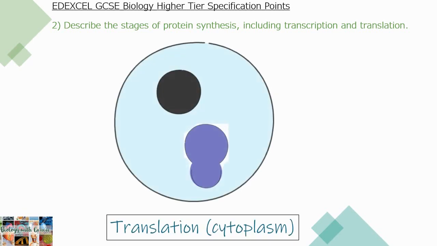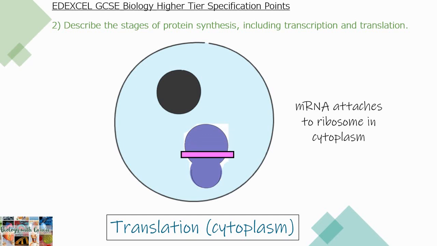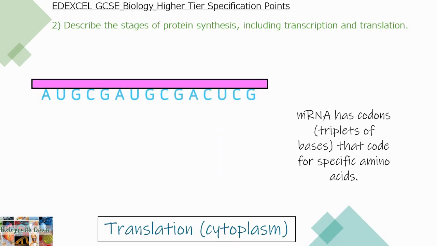Translation occurs in the cytoplasm, and once the mRNA comes out of the nucleus, it actually attaches to a ribosome in the cytoplasm. One of the key structures of mRNA is that it's made up of codons, and these codons are triplets of bases. It is in fact these triplets of bases that code for specific amino acids. For example, AUG codes for methionine.